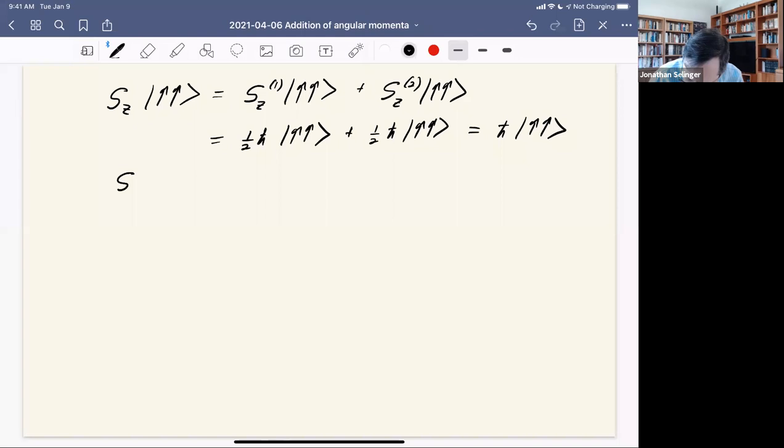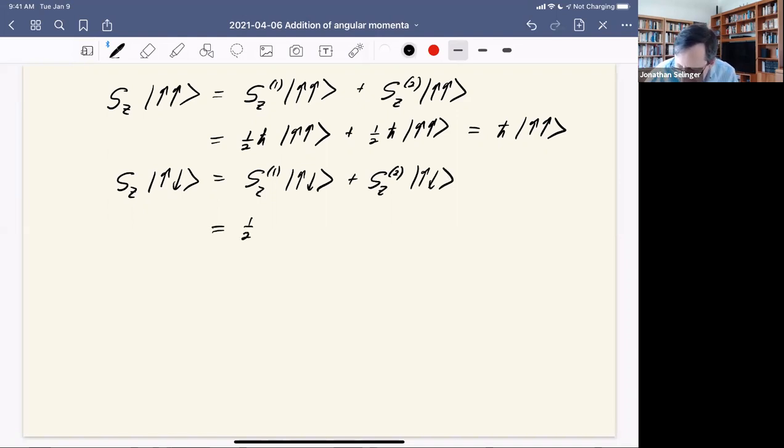Now SZ acting on up, down is SZ1 acting on up, down plus SZ2 acting on up, down. So that's a half h bar up, down, plus negative a half h bar times up, down. So that is 0. Those two things cancel.